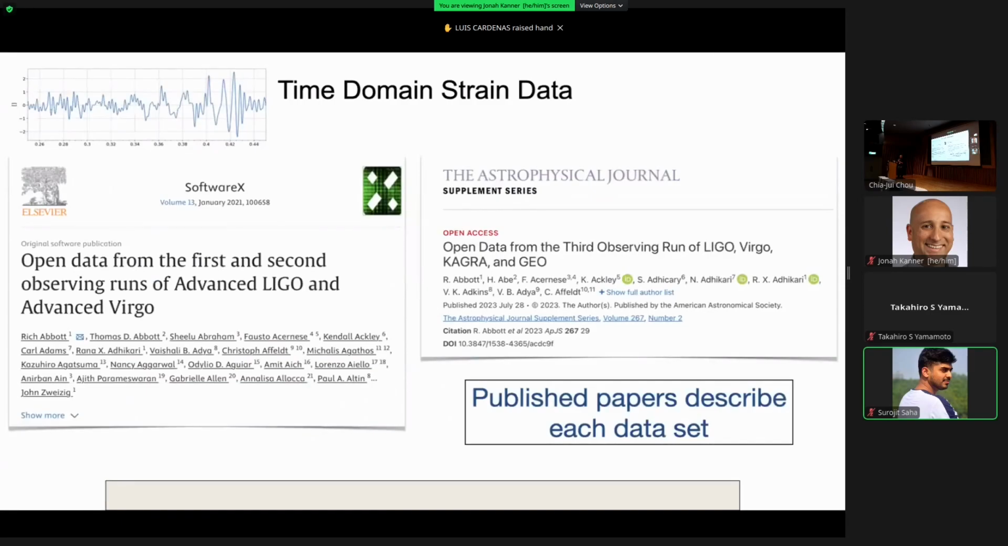Okay, and I'll highlight that with each data release, we do publish a paper that attempts to describe the data release. So if you want just an overview of the data that are available and some introduction to the runs, that's one place to look.